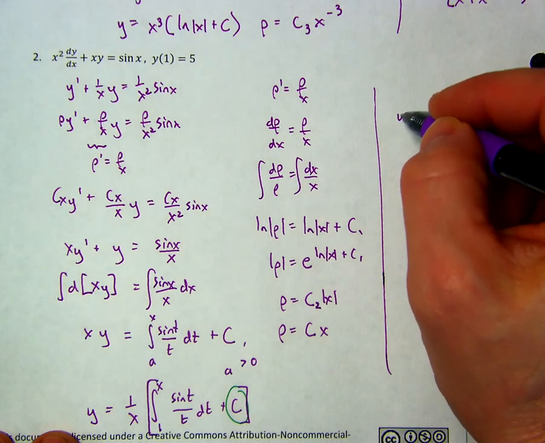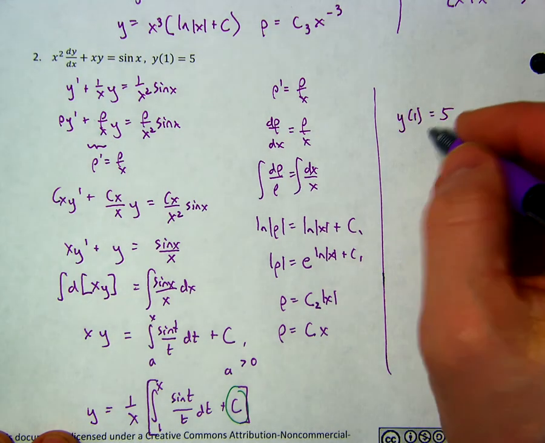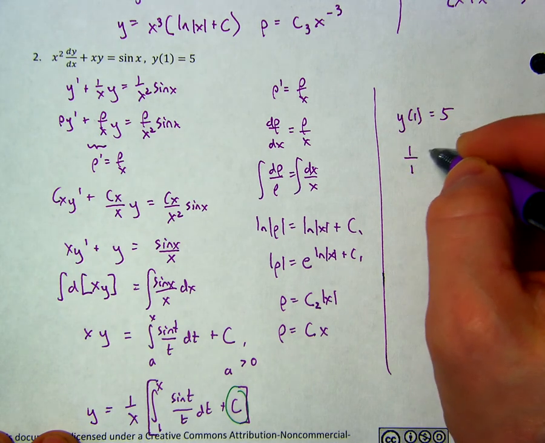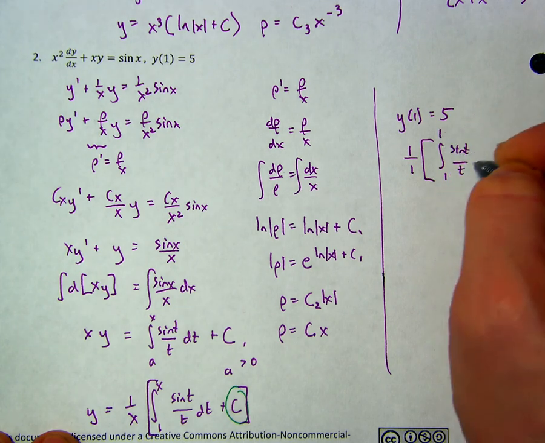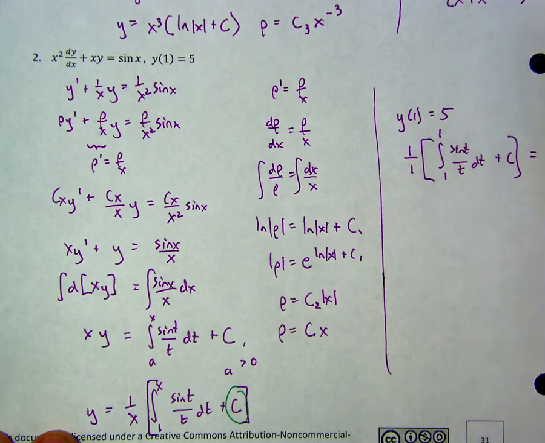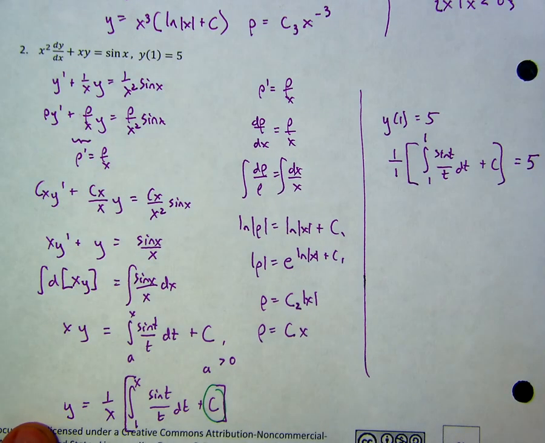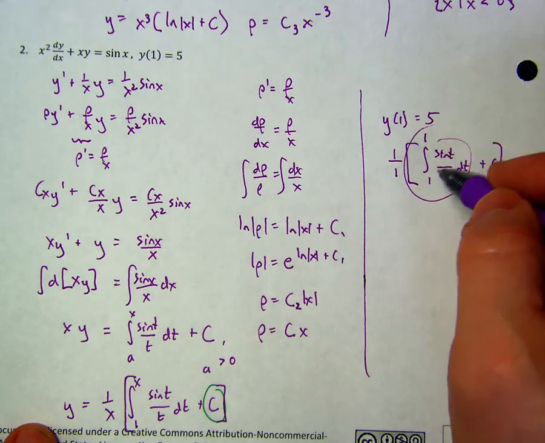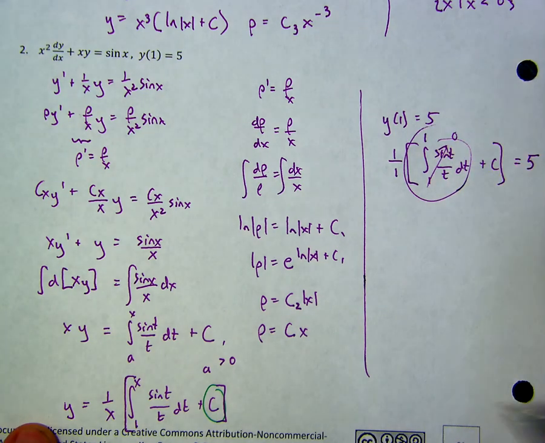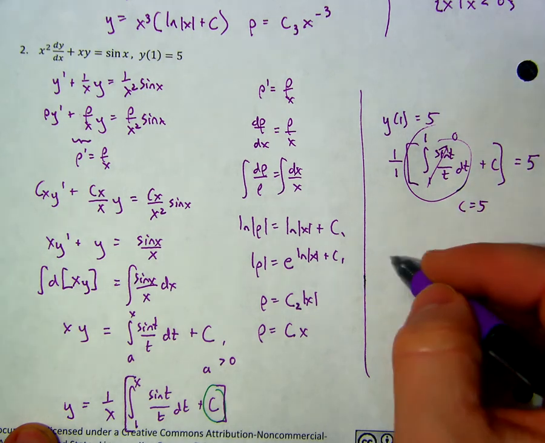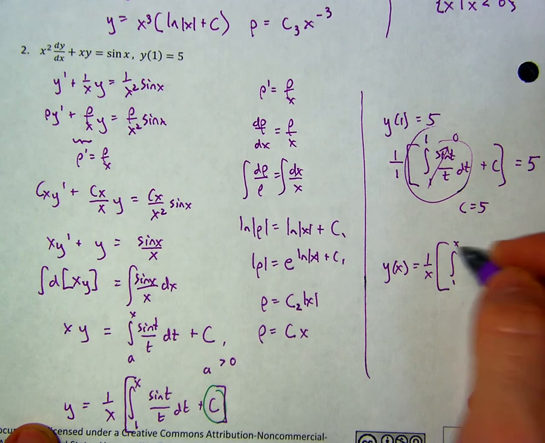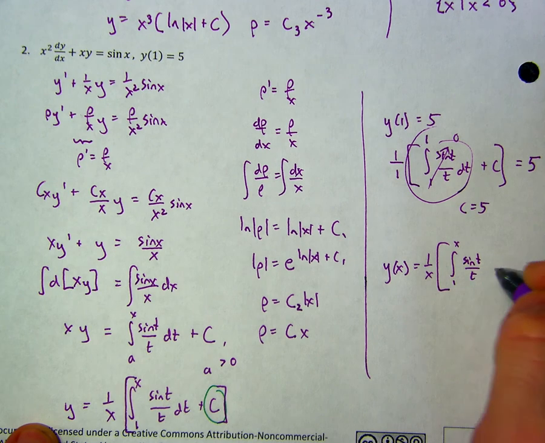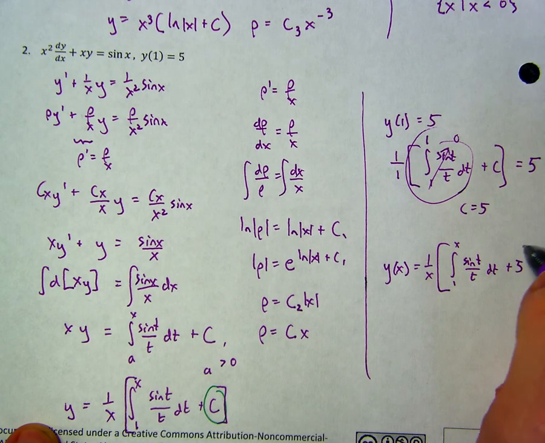To find C, y at 1 is 5, so that means we've got 1 over 1 times the integral from 1 to 1 of sine of t over t dt plus C should be equal to 5. Very conveniently, that crazy integral just becomes 0. And so C must be 5. So now we know the solution is y of x is 1 over x times, unfortunately we're going to have to leave it as an integral, sine of t over t dt plus 5.